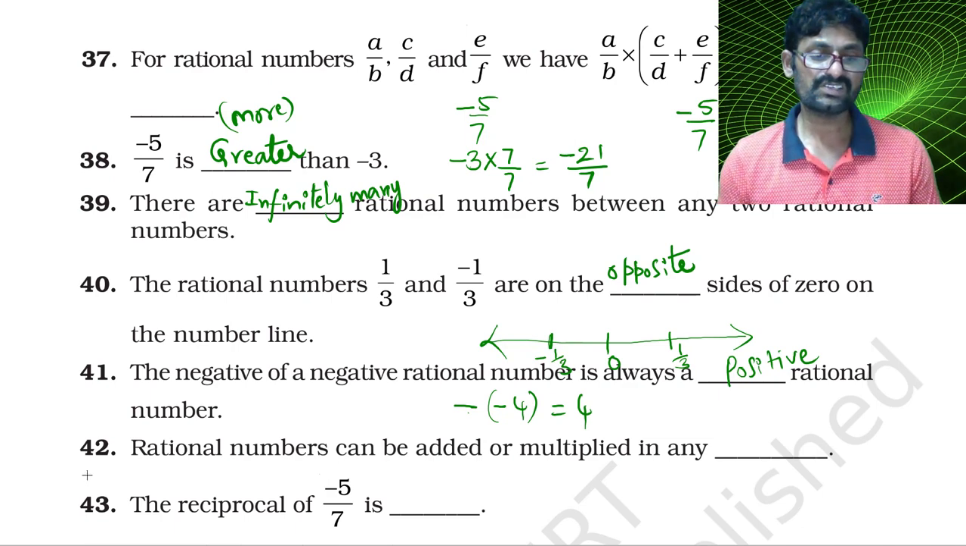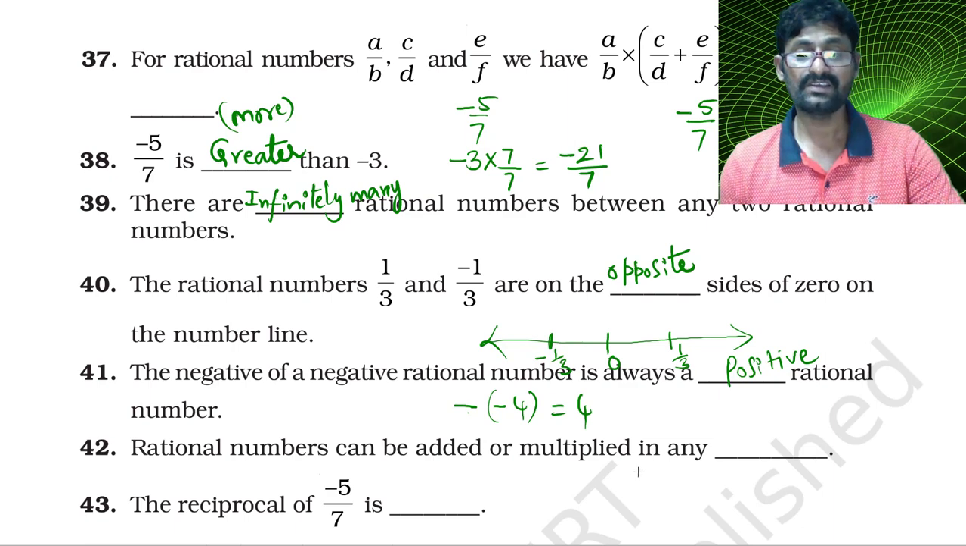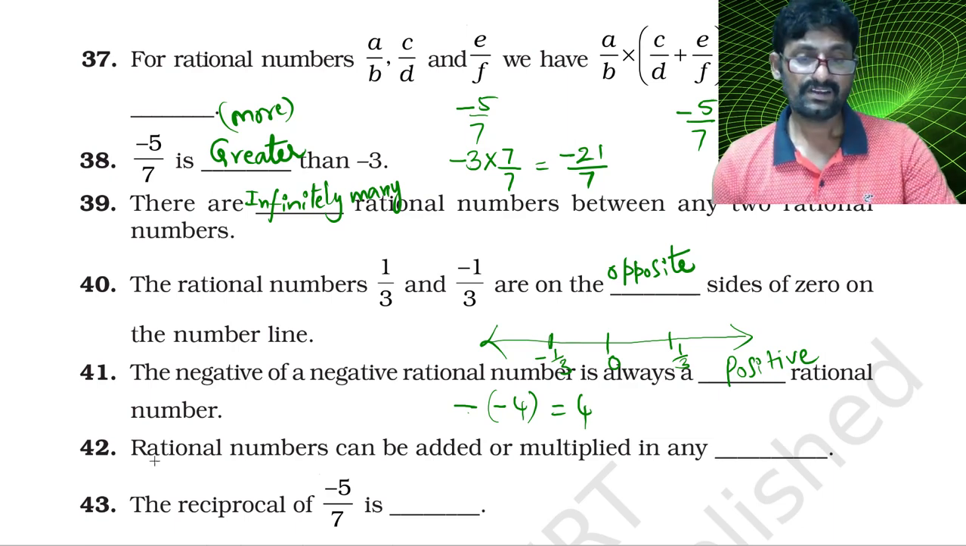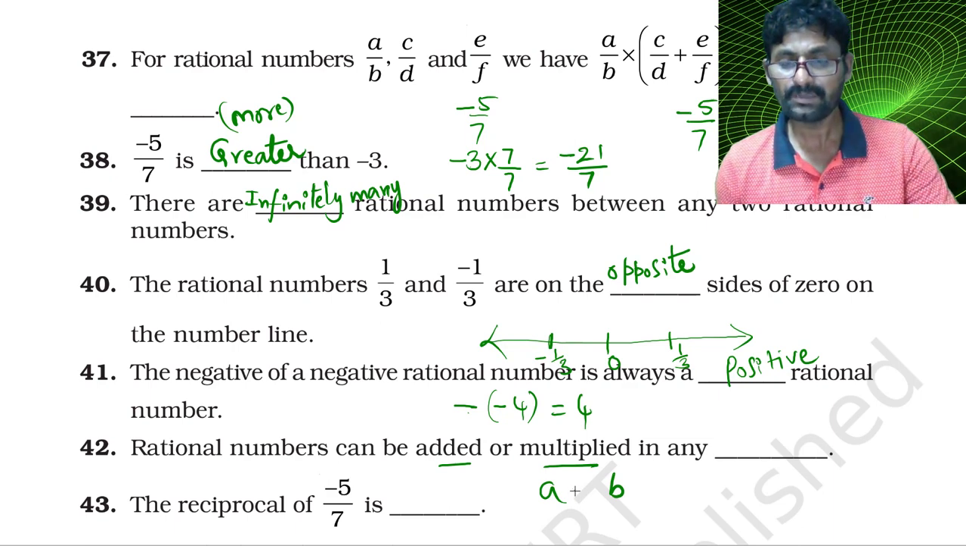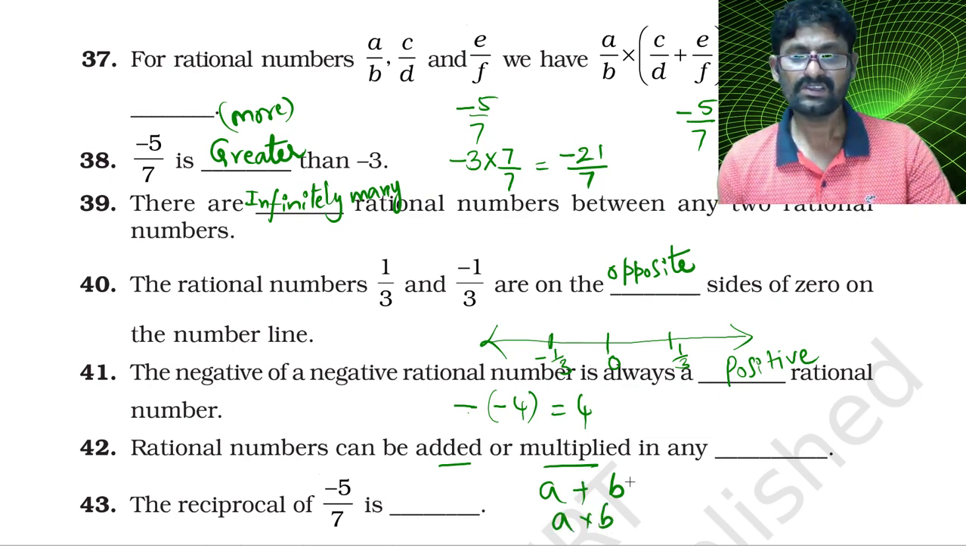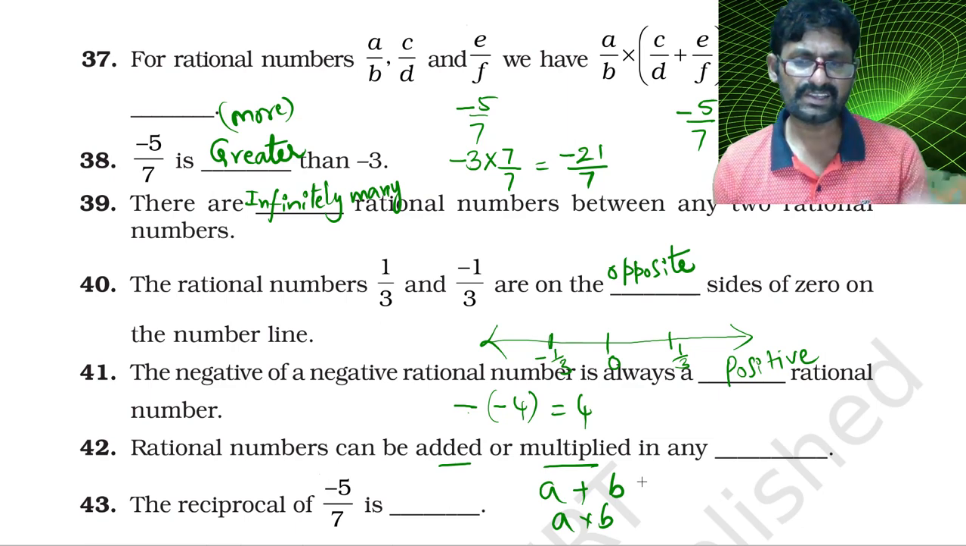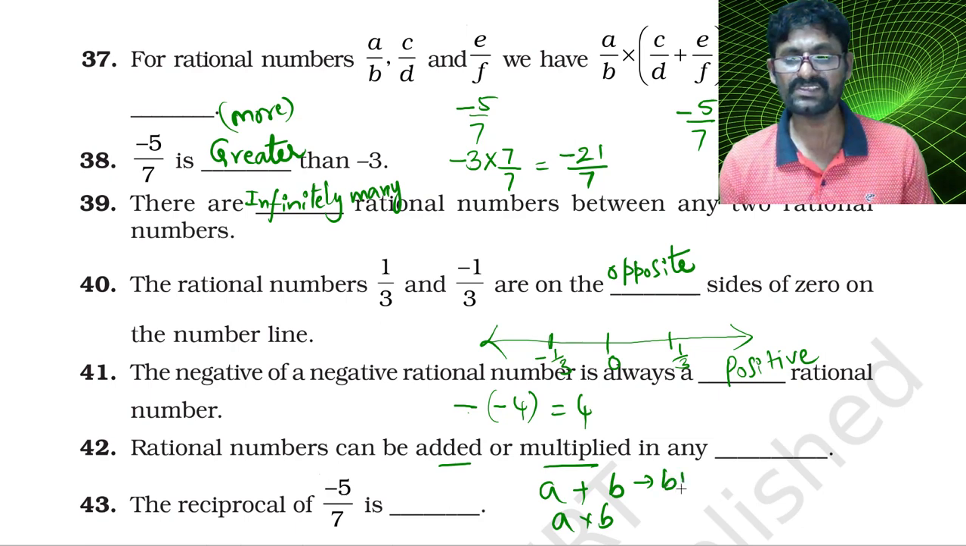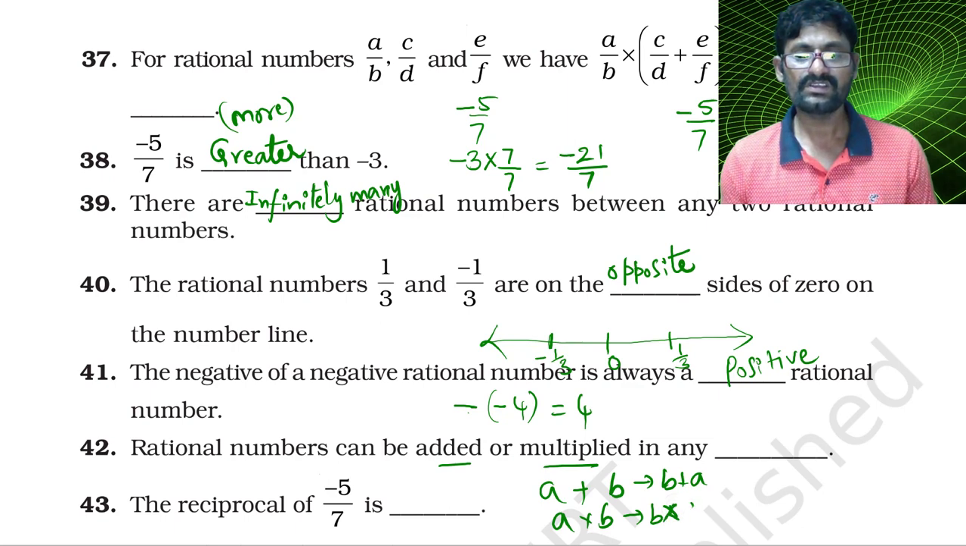Now let us go to the 42nd problem. Rational numbers can be added or multiplied in any dash. That means, suppose you take A and B, two rational numbers, A plus B or A times B, we can add or we can multiply in any dash, means in any order. That means you can add A plus B or you can add B plus A also. Similarly, you can multiply A times B or B times A also. So in any order, we can add or we can multiply two rational numbers.